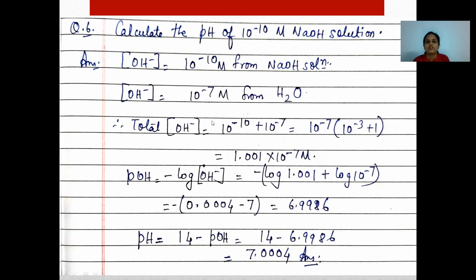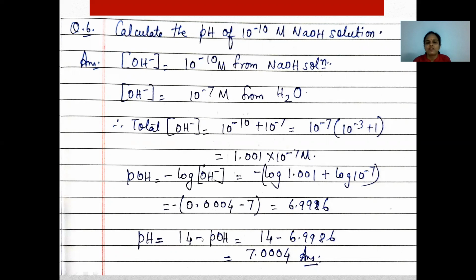So I'll first calculate the total OH minus ions. It is 10 raised to minus 10 plus 10 raised to minus 7. If I take common 10 raised to minus 7, it's 10 raised to minus 3 plus 1. And I get total OH minus ions here as 1.001 into 10 raised to minus 7 molar. So pOH is equal to minus log of OH minus ion concentration. On solving, I get the value of pOH here as 6.9986.